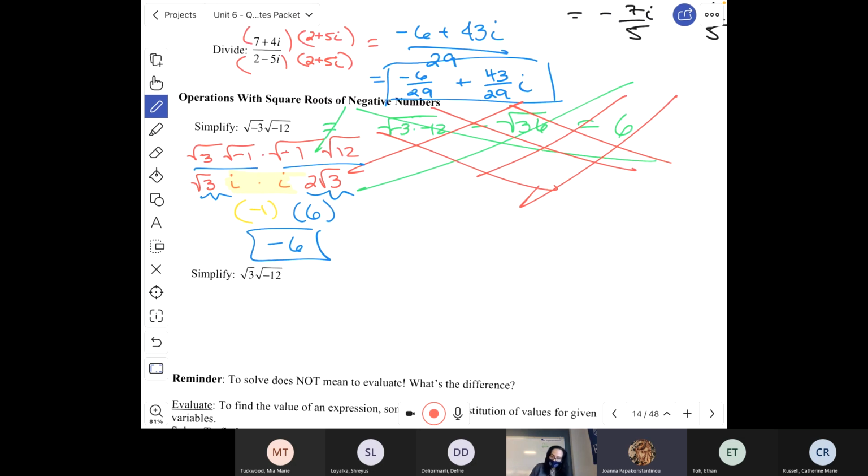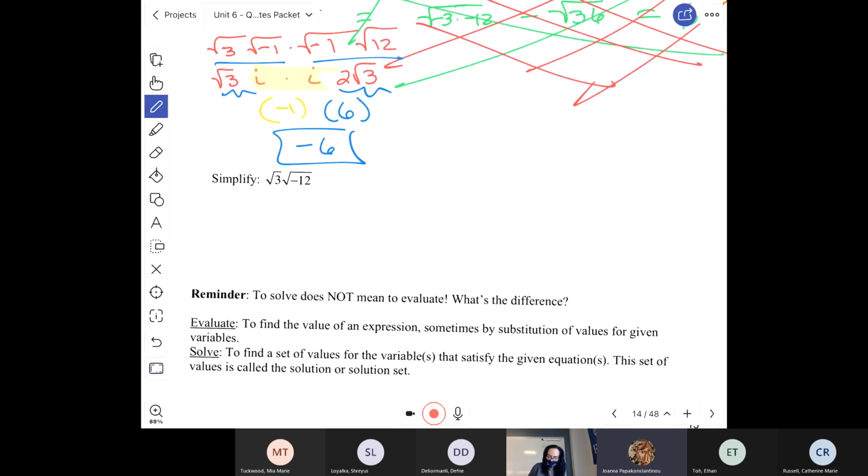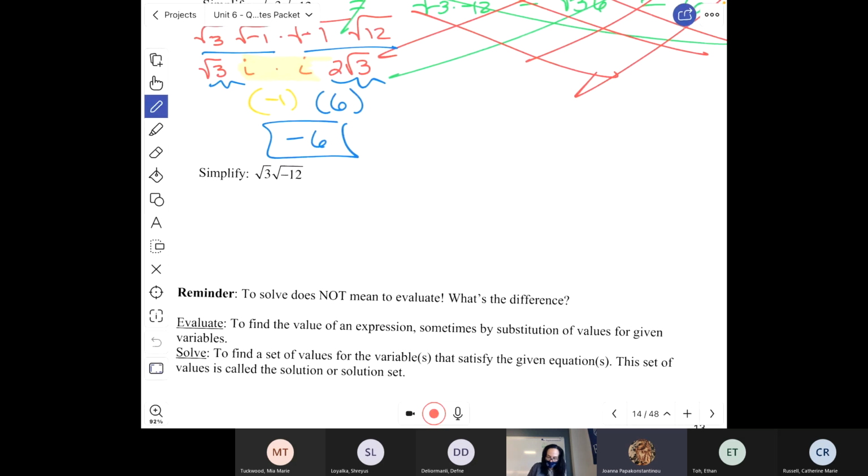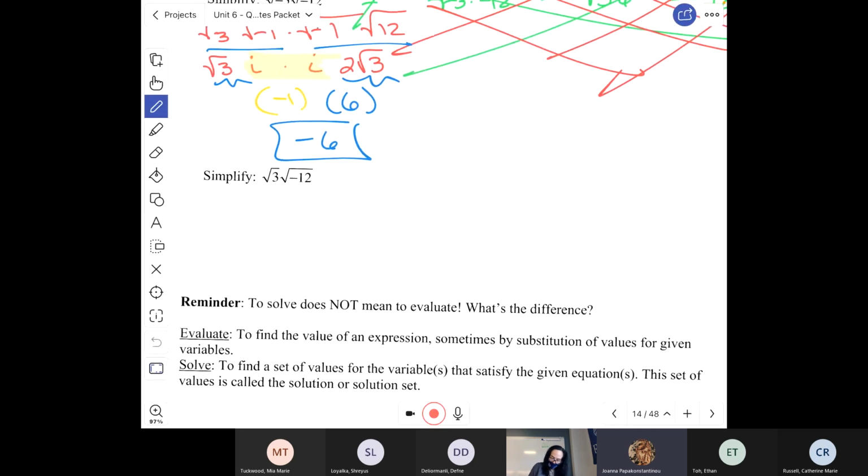Okay, what about the next one? What if I give you the next problem and I ask you to simplify that? You think you can do it? Of course you can. Go ahead, tell me what you get.